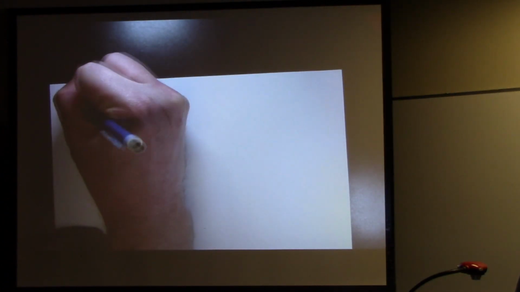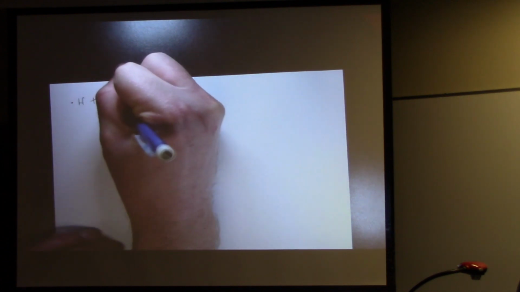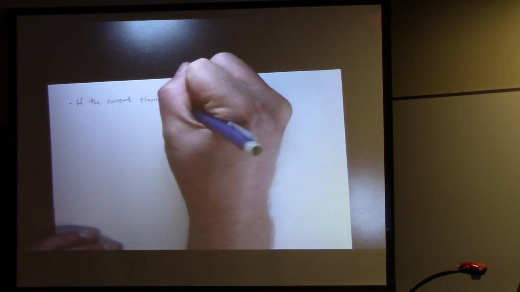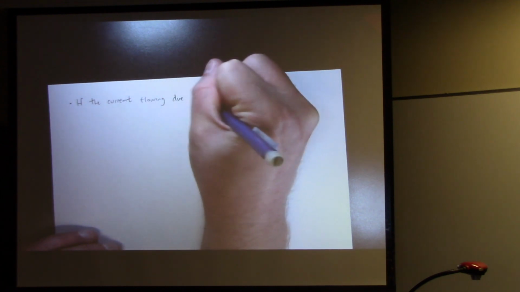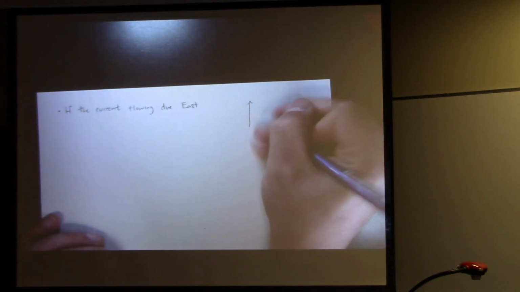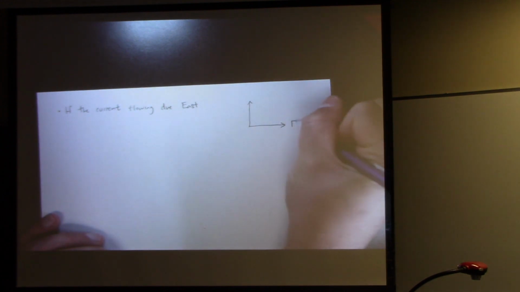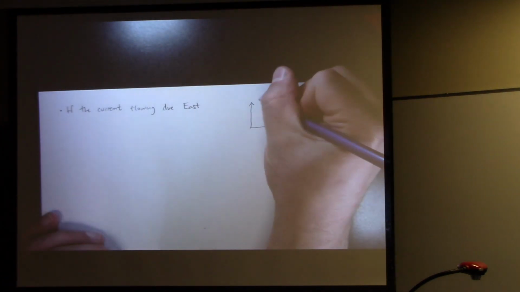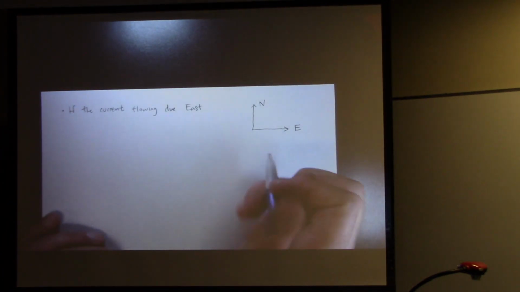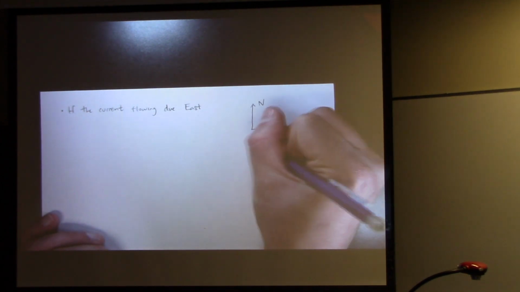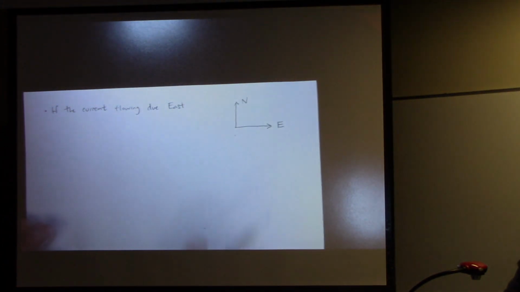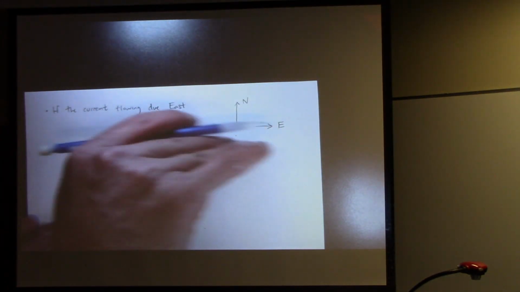Let's start with if the current is flowing due east. Here let's actually draw some directions like this. East on our diagram is going to be to the right. North is going to be pointing up. This is what it looks like if we have a bird's eye view of the map. This is the direction going north. This is the direction going east.